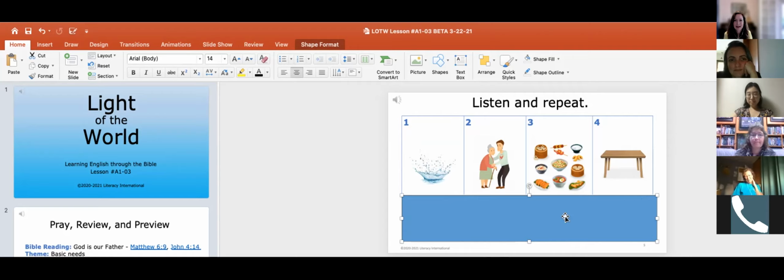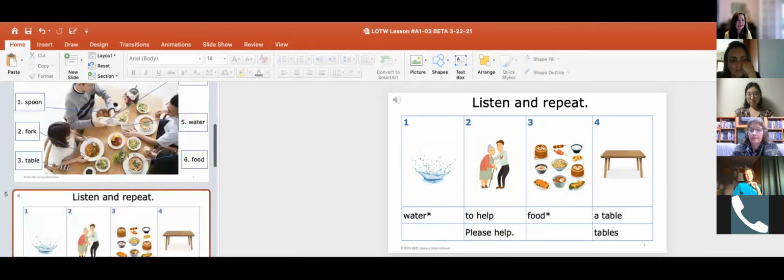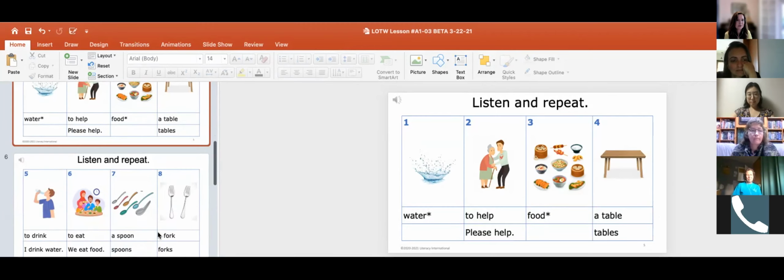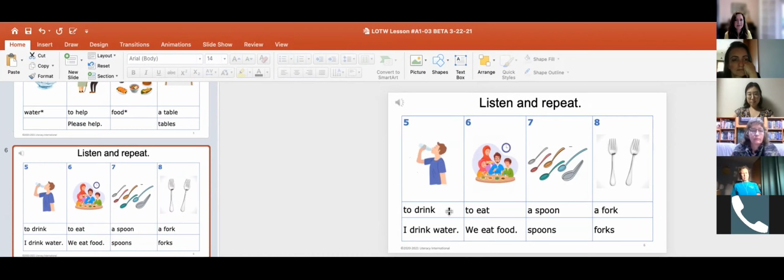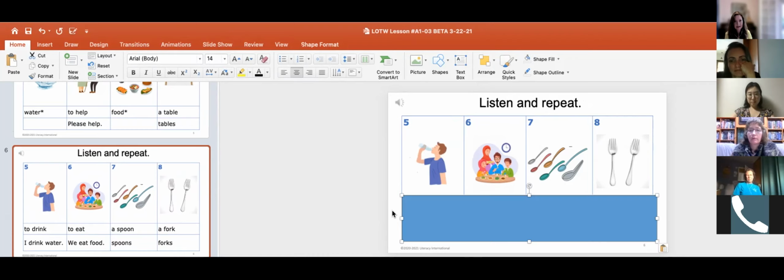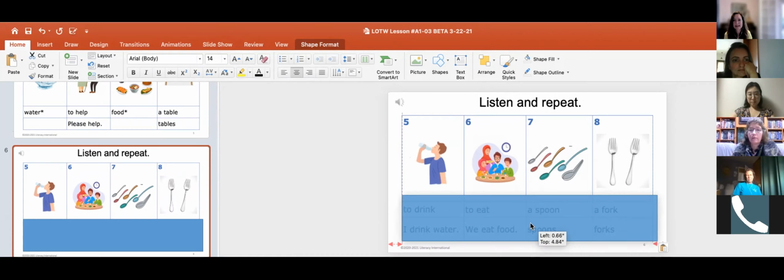Okay. And so then if I want, I can use this rectangle again as I go to the next slide. And if I wanted to, I could again just paste it over there to hide those words or show those words as necessary. Any questions?